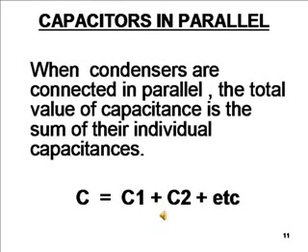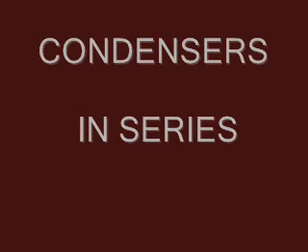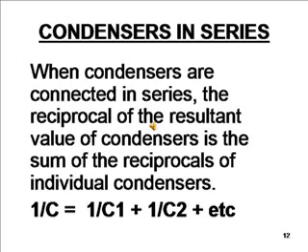When condensers are connected in parallel, the total value of capacitance is the sum of their individual capacitances: C = C1 + C2, etc. When condensers are connected in series, the reciprocal of the resultant capacitance is the sum of the reciprocals of the individual condensers: 1/C = 1/C1 + 1/C2, etc.